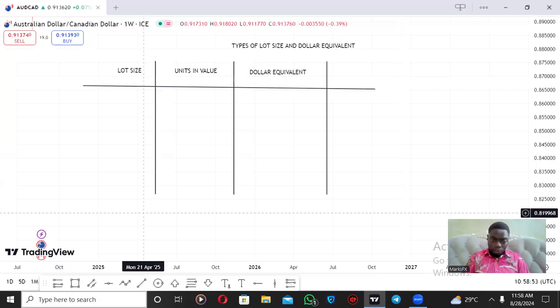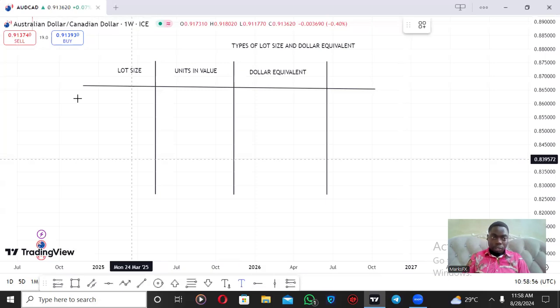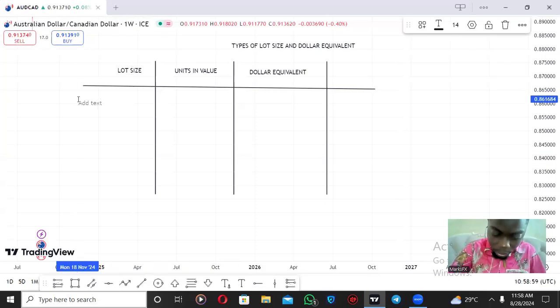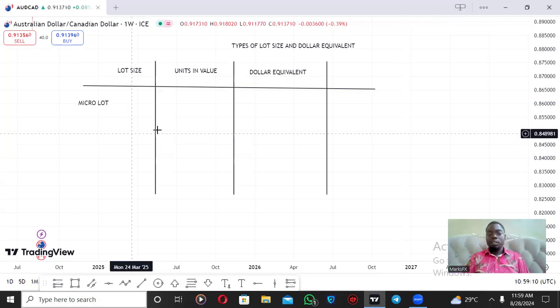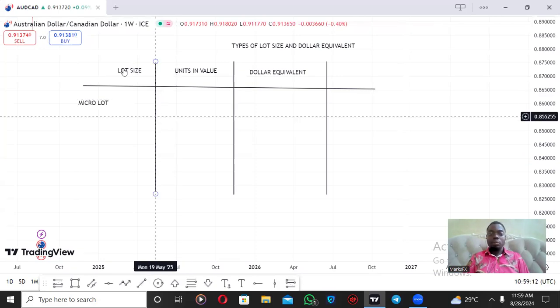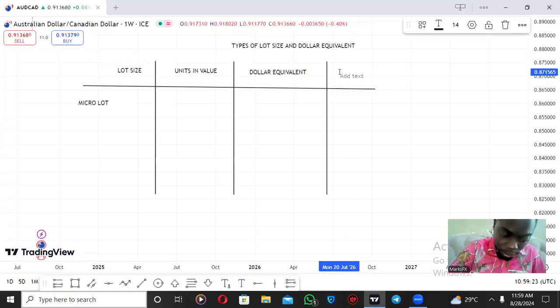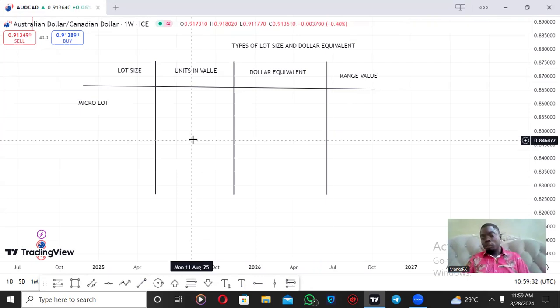The first one that we have is what we call a micro lot. We'll start with that. Now, this micro lot basically, let me make a range here. All right, I know what I'm doing. Pay attention. Range, value. All right, now we have the micro lot size.